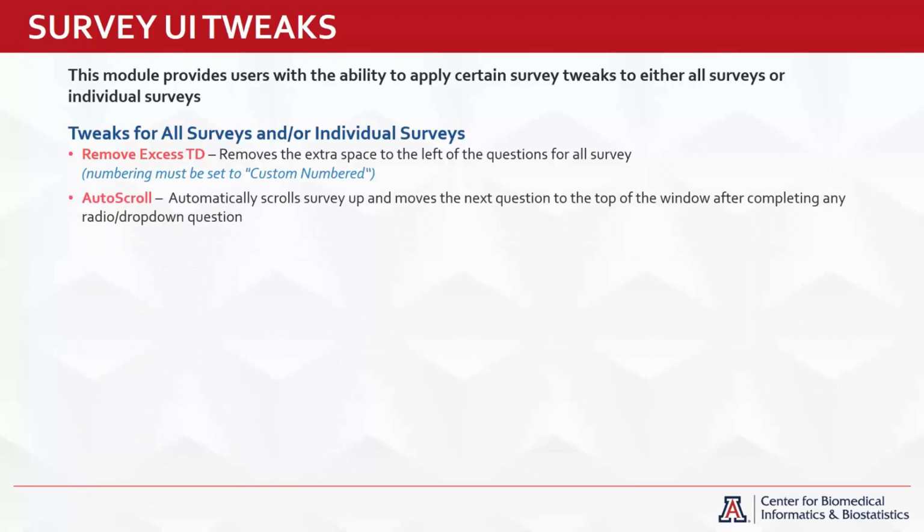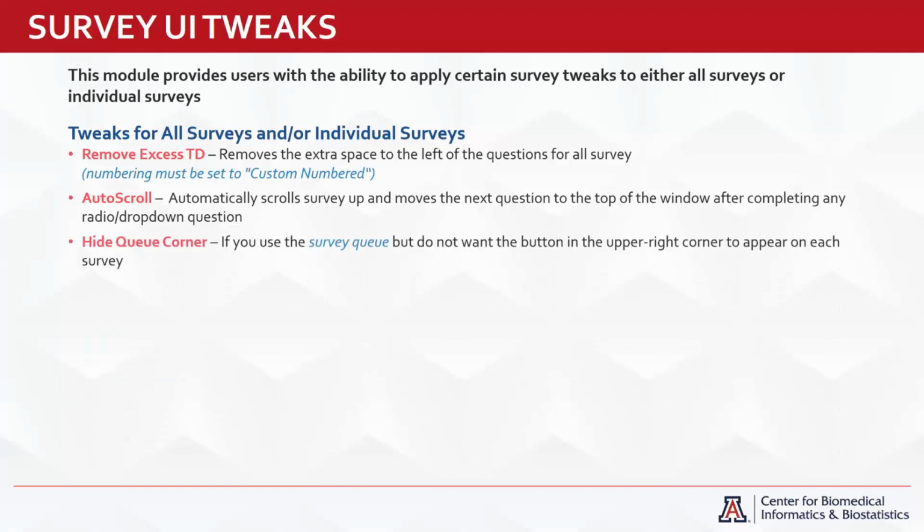The next one is to set up the auto scroll. What this allows you to do is, if the user selects a radio button or fills out a drop-down question, the survey will automatically scroll up to the top of the page after that. So it automatically scrolls the survey upward, which is helpful if you're filling out a survey on a tablet or a mobile device.